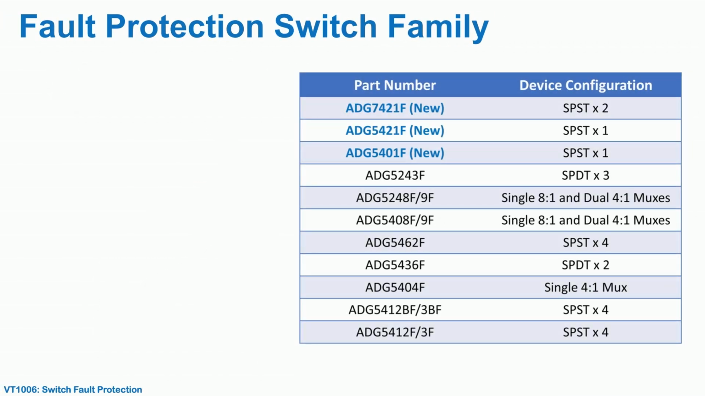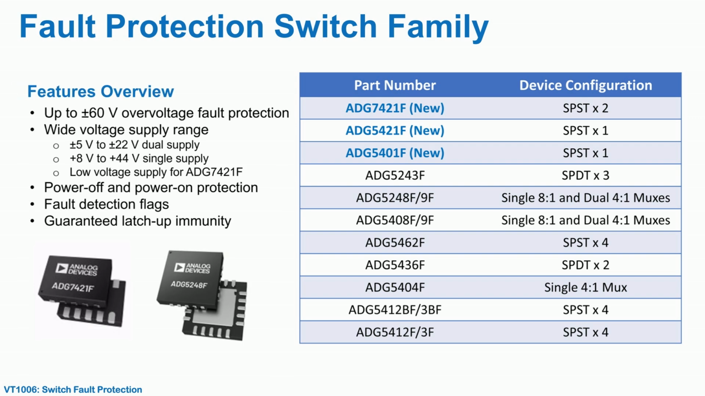Here is a summary of the switches and multiplexer fault protection family. The family consists of 15 generics, covering many configurations from single-pole, single-throw switches to 8-to-1 multiplexers. All devices in the family feature overvoltage protection up to ±60 volts and overvoltage detection capabilities, protecting sensitive systems from damage in harsh environments. The devices offer a wide supply voltage range, from ±5 volts to ±22 volts for dual supply or plus 8 volts to plus 44 volts for single supply.